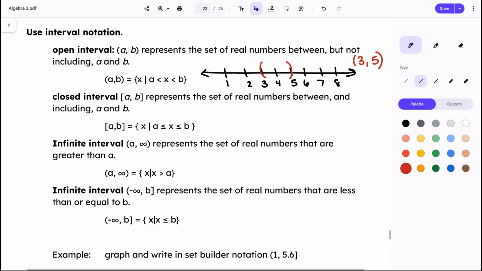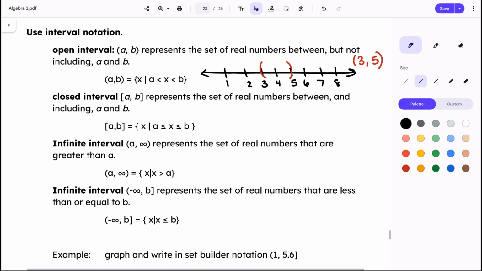It's not included. Now, a closed interval would be similar to what we just saw up there, except it does include the numbers that are inside. And so instead of having parentheses, you're going to see the harder brackets, the more squarish ones, not your regular parentheses. But that means you're talking about the numbers in between, but also it includes the numbers that you have in the set.